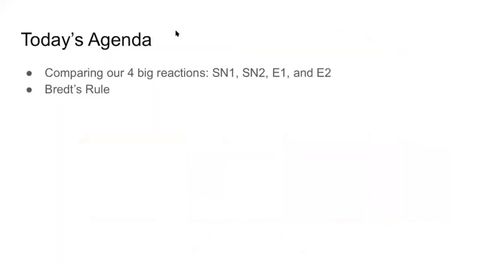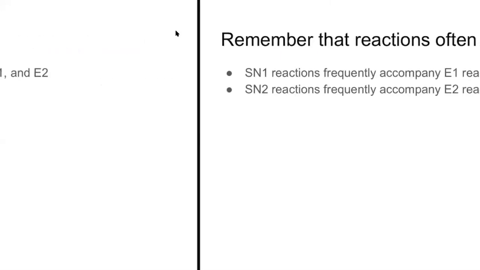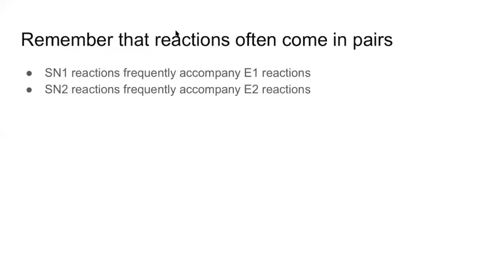So today we're going to talk about how to figure out when each of the 4 big reactions, SN1, SN2, E1, E2, is going to take place. And we're also going to talk a little bit about a concept known as Bredt's Rule. So before we get into some new information, I wanted to just reiterate that reactions often come in pairs. Whenever you see an SN1 reaction, frequently you're going to see an E1 reaction along with it. And same goes for SN2. Frequently with SN2 reactions, you'll see an E2 reaction. So just keep those in mind.